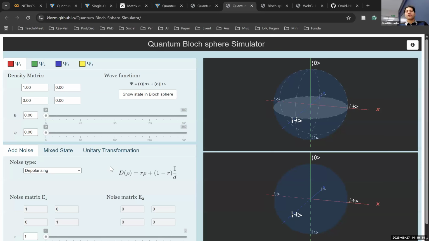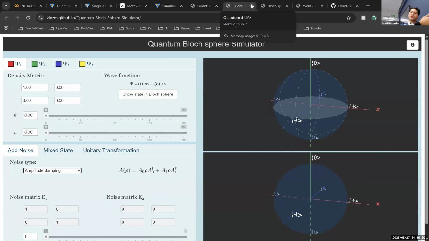With this Bloch sphere, when you learn the theory, you can come here and play around with different noise types. Noise is always there. So depolarization, dephasing, amplitude damping, and different types of noise. You have the formula here, and then you can play around.